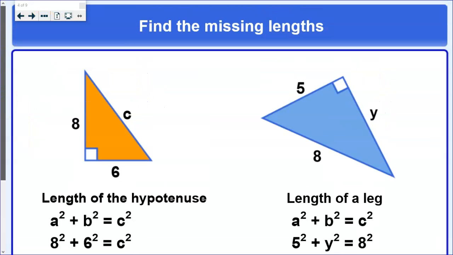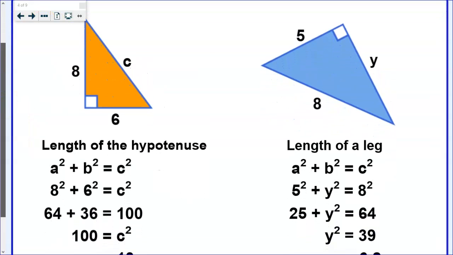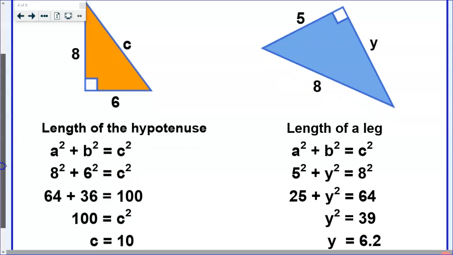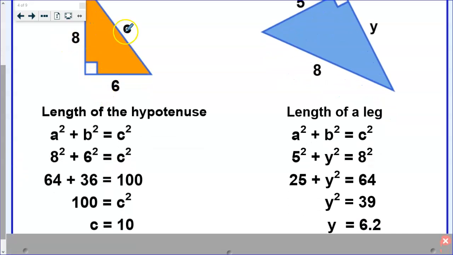Okay, so this slide's asking us to find the missing lengths. So I just want you to follow along here. So we'll start with this triangle. Put the formula in, plug in the numbers. Okay, these are your sides, this is your hypotenuse, so the formula works perfectly. Okay, find out what your answers are here. And then we want to find out what c squared is, right?